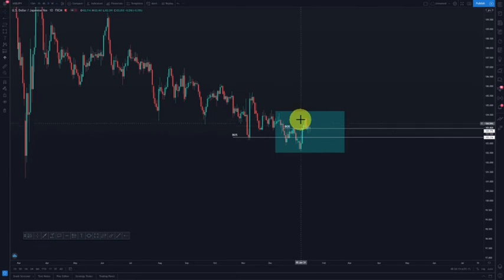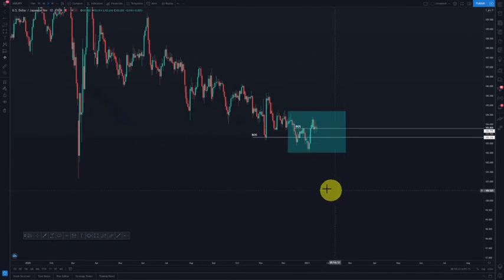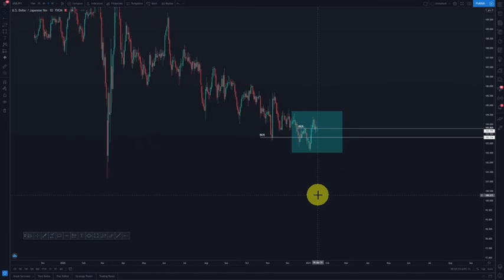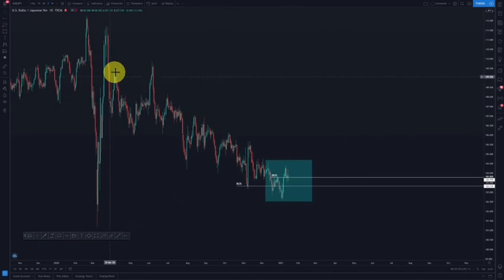So now with this break of structure, it clearly tells me that the buyers have taken control. The buyers have taken control. Now the buyers are just coming back to give us an entry to be able to take our buy. So I can say this is the starting of our trend. And if this trade goes to about this level, we can make a lot of money from it.